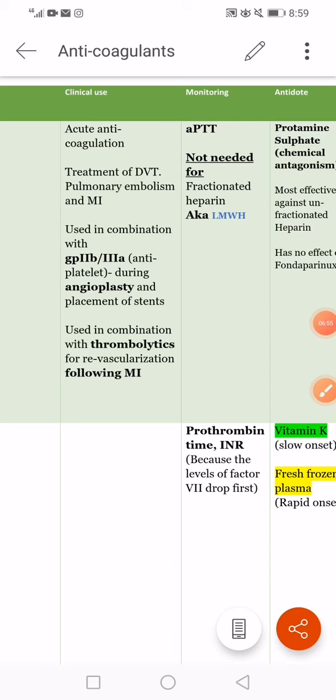So does heparin need monitoring? It does, because sometimes the anticoagulant effect might become too much. And how is this monitoring achieved? Via the APTT test. Do we need it for low molecular weight heparin? No, we do not. We only need this for the unfractionated heparin.